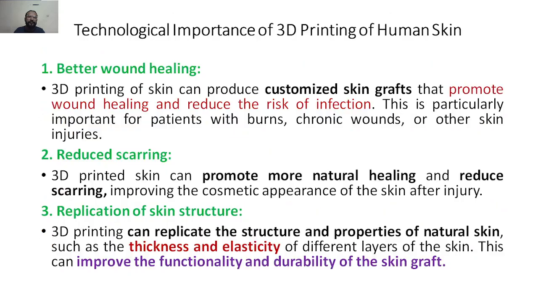Okay. Next, technical importance. The technical importance of 3D printing: why we have to go for 3D printing. The first one is better wound healing. Usually in wound healing, we use skin grafts. These skin grafts can be made customized. There is no need to remove skin from any part of the body and put it here. You can customize it, and it can promote wound healing and reduce the risk of infection. Whenever you put skin grafts, infection is the major problem that can be avoided here. So this is particularly important for burns, chronic wounds or other skin injuries.